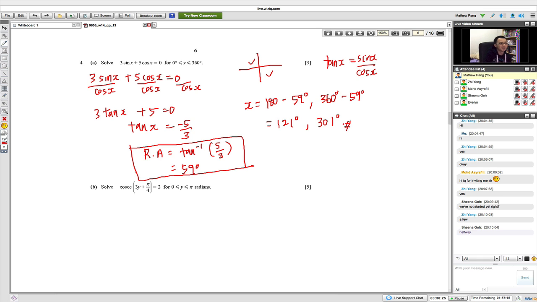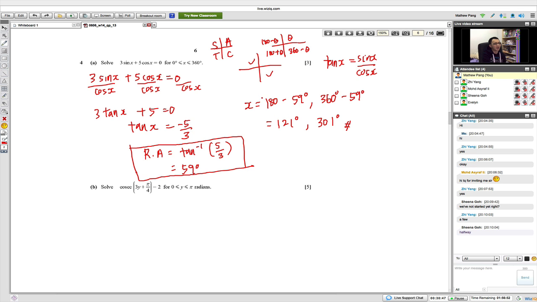That's all, 3 marks. So basically you have to remember all this. All positive, sine positive, tangent positive, cos positive. For the first quadrant it is angle. Second quadrant is 180 minus angle. Third quadrant is 180 plus angle. And the last quadrant is 360 minus angle. Okay, this is something you have to remember.